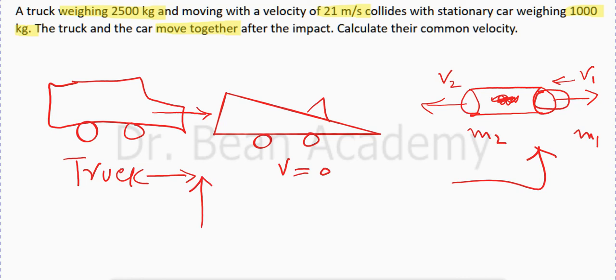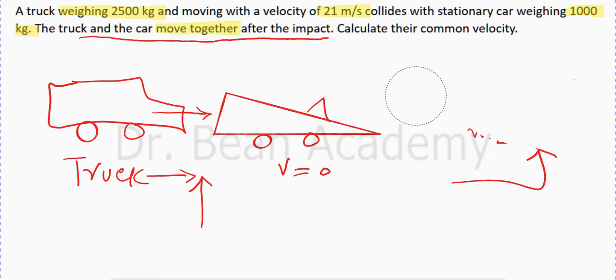So we will use the law of conservation of momentum because they become one system after the accident, because they gave us this condition: the truck and the car move together after the impact. It means they become one system. And in such situations, of course, we always use the law of conservation of momentum.